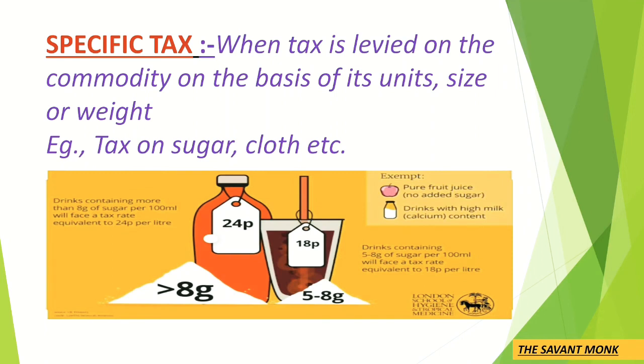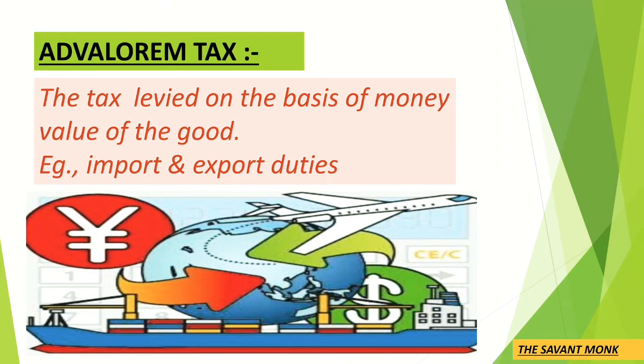Then we have specific tax. When a tax is levied on a commodity on the basis of its unit, size, or weight, for example tax on sugar, cloth, etc., then that is specific tax. Specific tax is a fixed amount of tax placed on a particular good. It is also referred to as per unit tax and it depends on the quantity sold, not price. Example, tax on per liter of petrol. It does not vary with the cost of the good. Okay, so per kg of sugar, per liter of petrol, etc. is an example of specific tax.